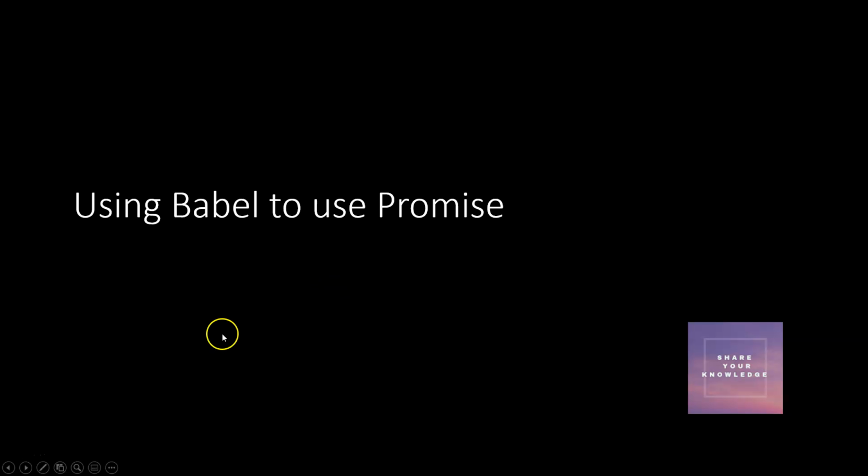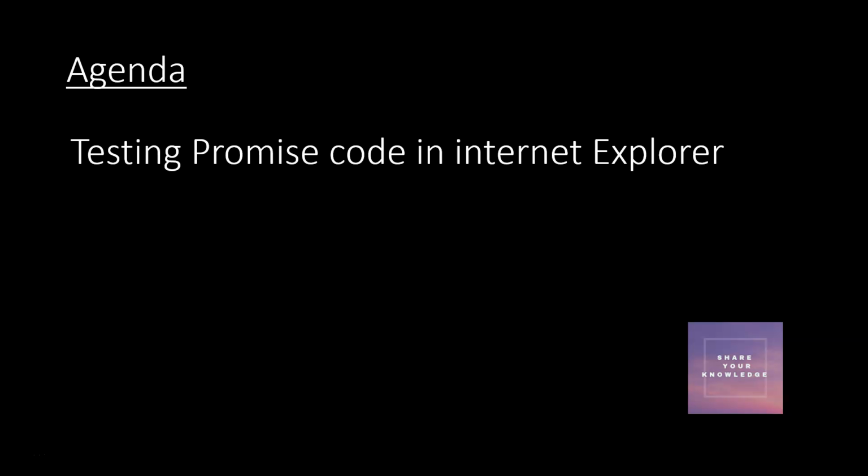Hi all, today we are going to see how, using Babel, we are able to use the promise code in an old browser like IE. So this will be our agenda: to test a promise code in Internet Explorer, because in Internet Explorer the development stopped with ES5.